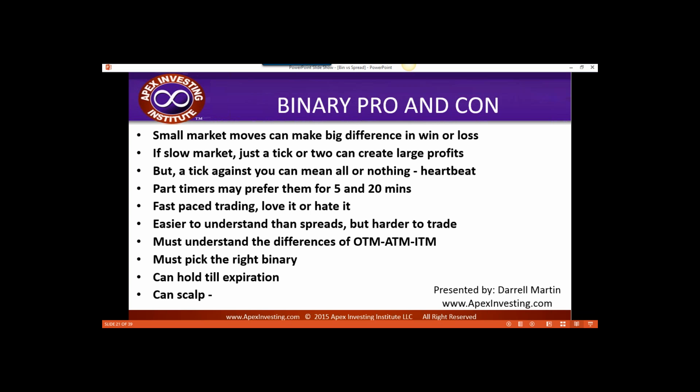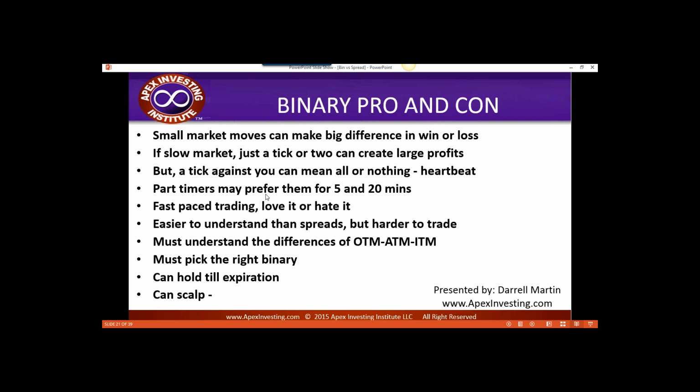I'm not going to try to be greedy and hold it all the way. Maybe I don't have a whole lot of time. Maybe it looks like the market may be reversing. I get in and out. So you do have a lot of options with binaries. They're very easy to understand, they don't require a huge account to get into, and you can get in and out. Those are some of the pros and cons of binaries.